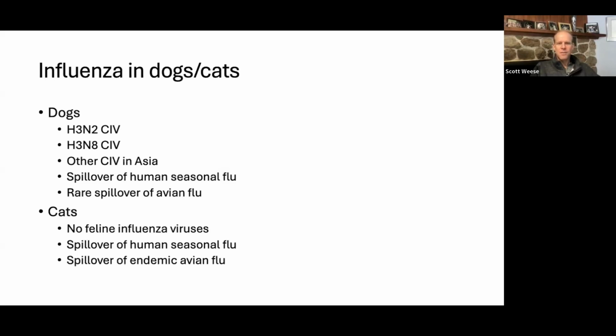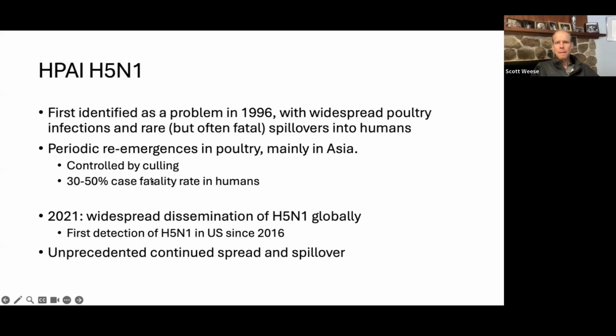They can get infected from other flus like endemic avian flus. There are other avian flus that are circulating in North America. They're just not highly pathogenic and they're not ones that are as concerning for spillover. But cats do periodically get infected with them. And one high profile one from a shelter was an H5N1 outbreak in a shelter in the US that caused a lot of illness in cats and an infection in at least one person working with them.